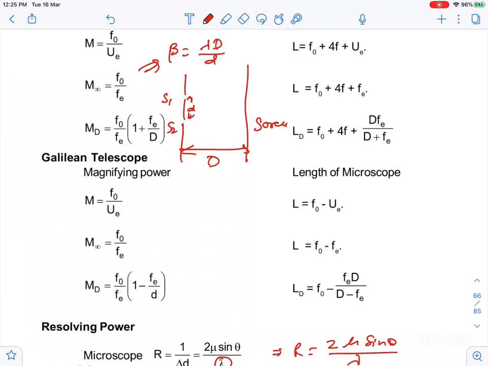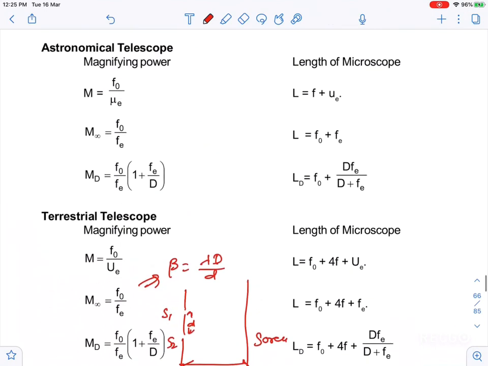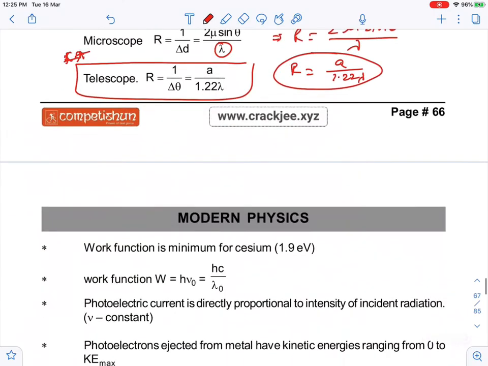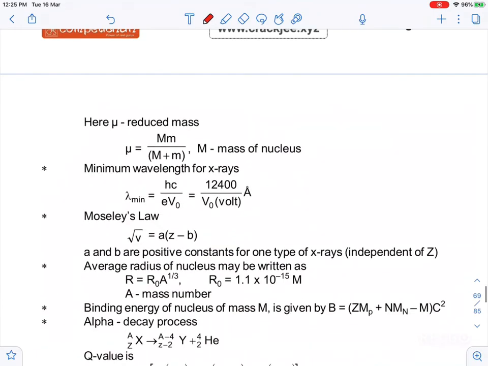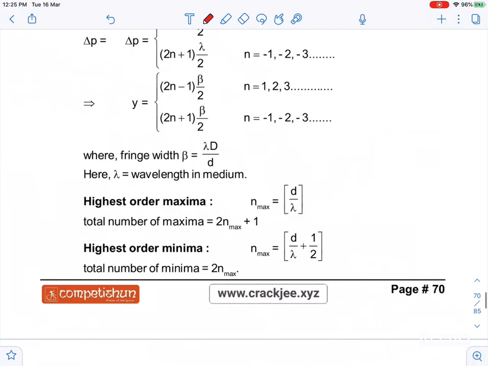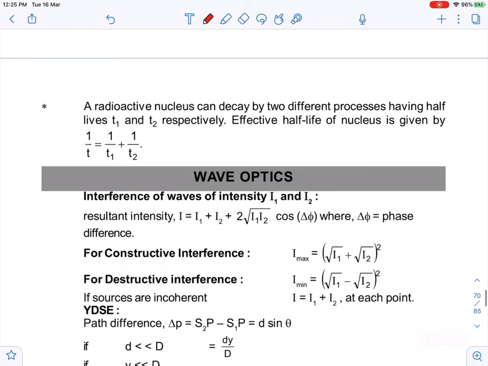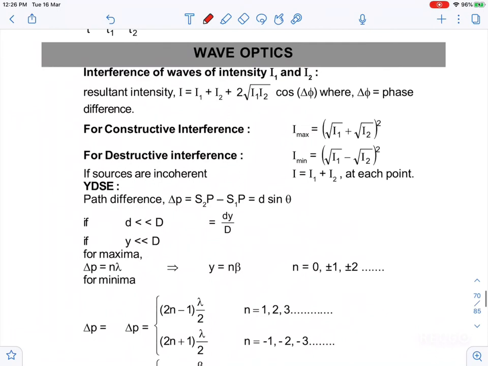Constructive and destructive interference, this is fringe width. So for the condition of constructive and destructive interference, you should just revise once. And this is the thing actually not possible to cover in this lecture, guys. So let me tell you, there are some points of optics which I want to discuss.